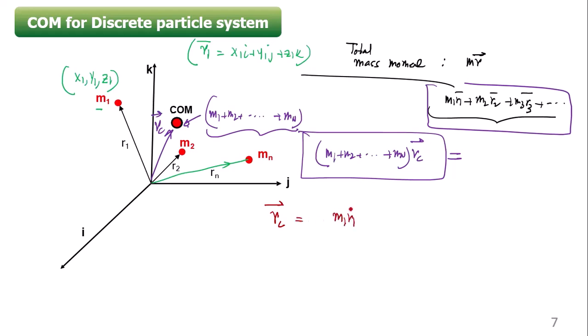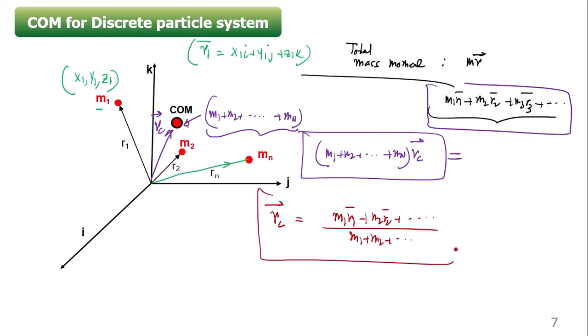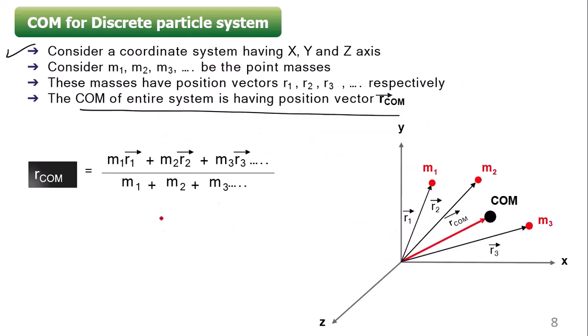M1 R1 vector plus M2 R2 vector plus M3 R3 vector, divided by M1 plus M2 plus M3, like this. So this basically gives the coordinate, or the position, of the center of mass. That is the idea of the center of mass, called RC. So that gives the entire position or coordinate of the center of mass of the discrete particle system.